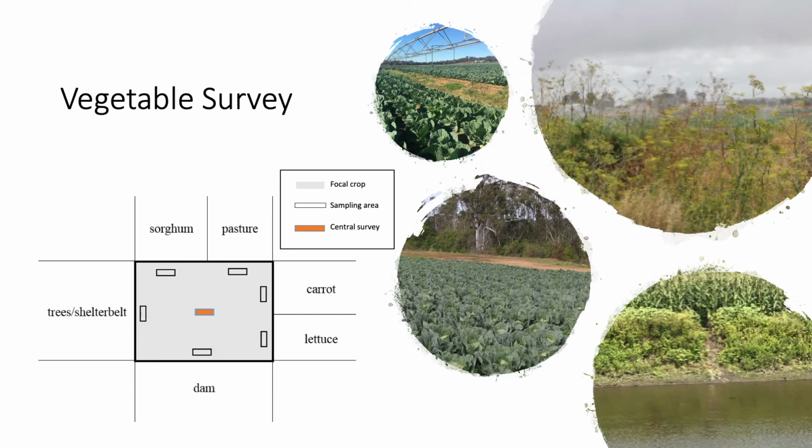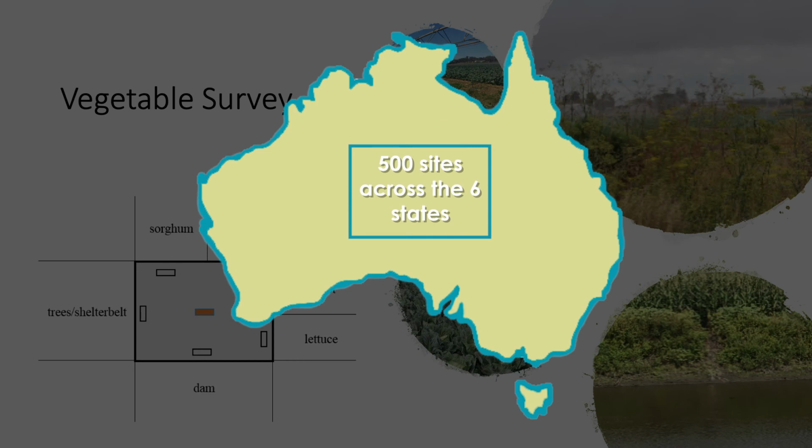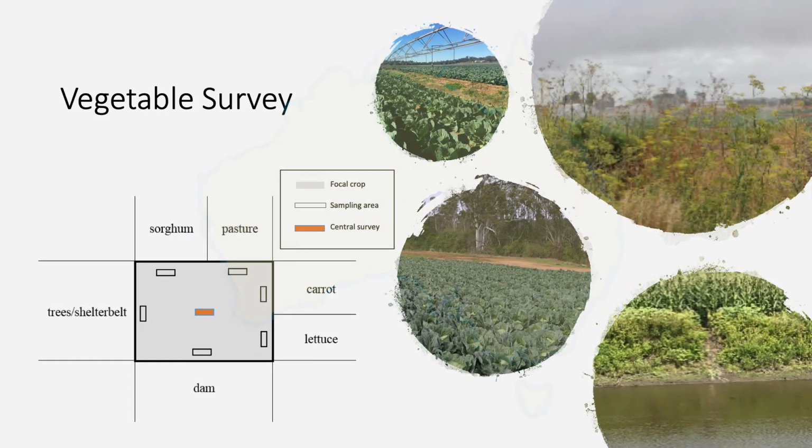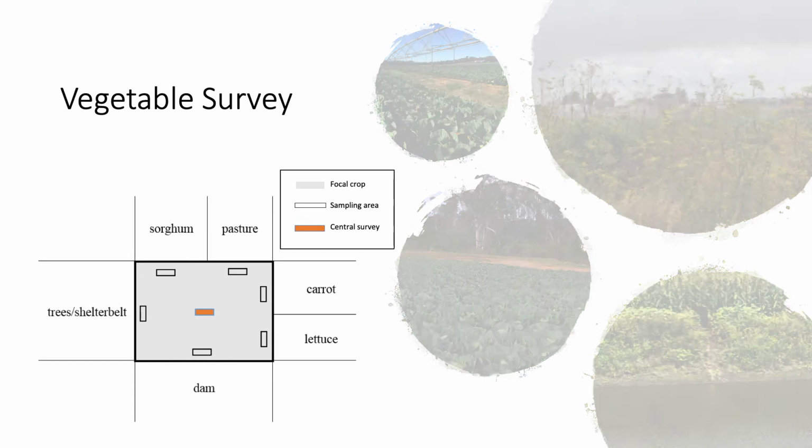As part of the first component of our vegetable project, we surveyed nearly 500 vegetable fields across the 6 states of Australia, including those managed conventionally and organically. This was performed over a 1-year period and aimed to sample each focal crop type in each season the focal crop was grown in each state.